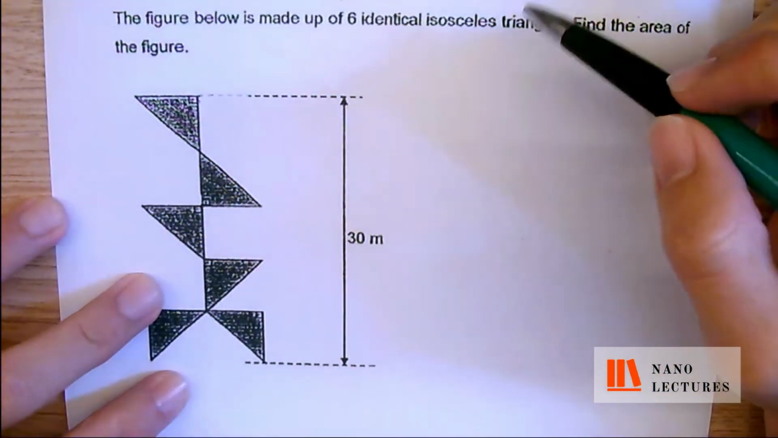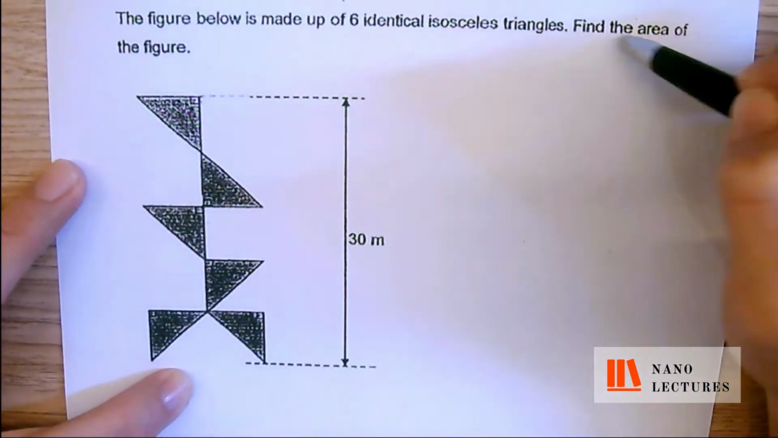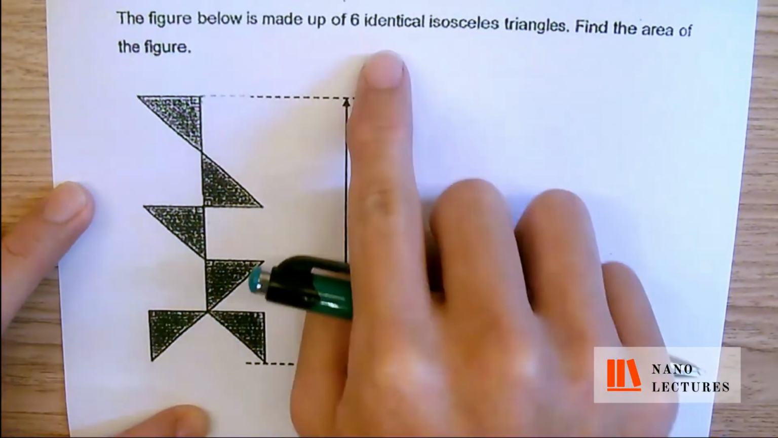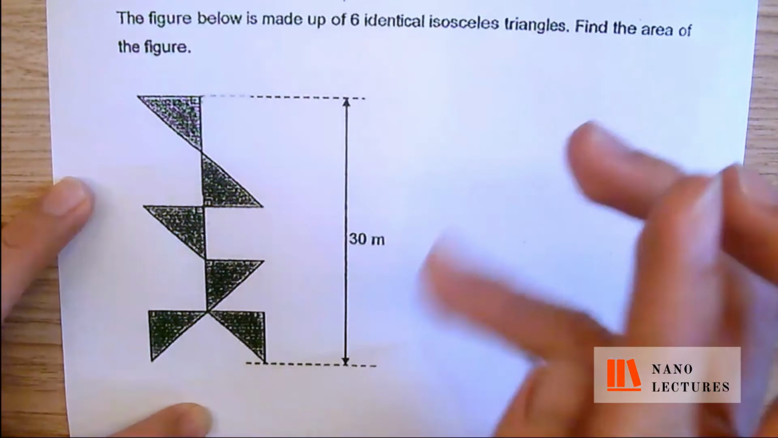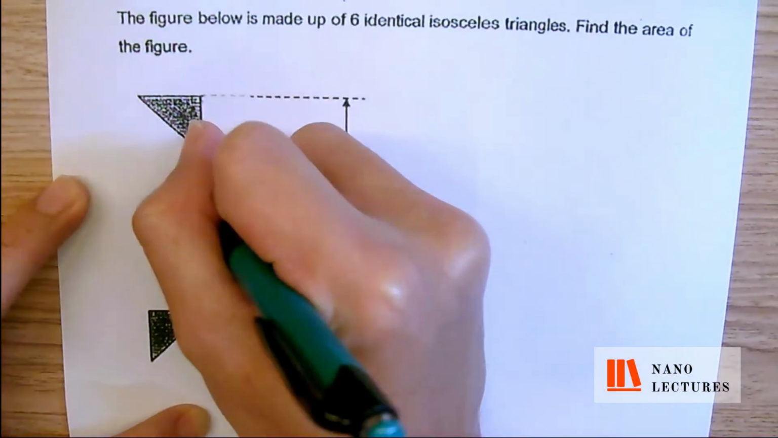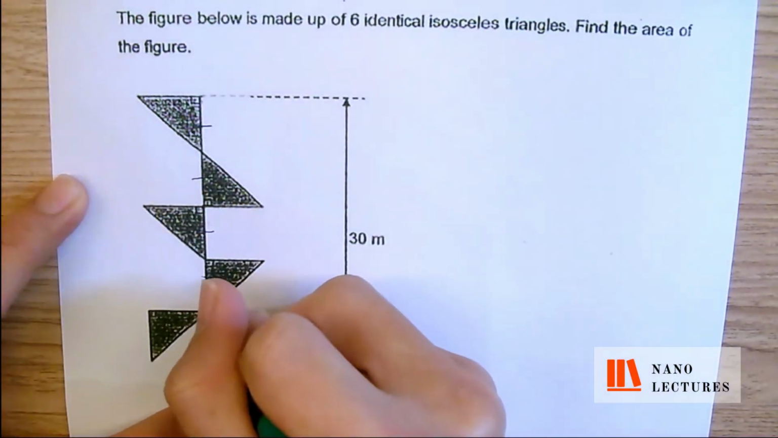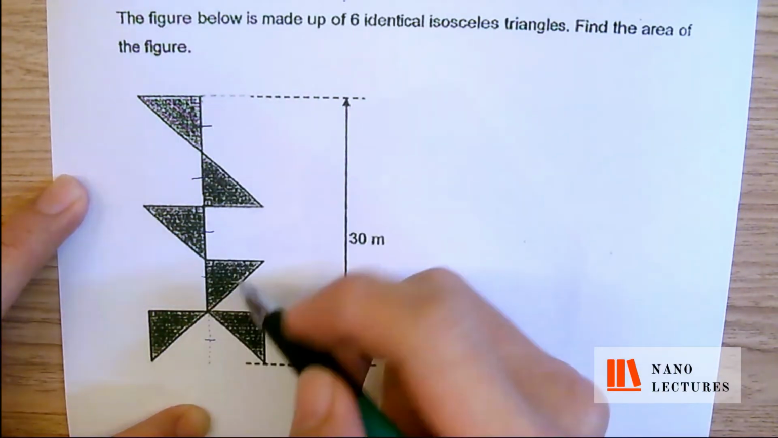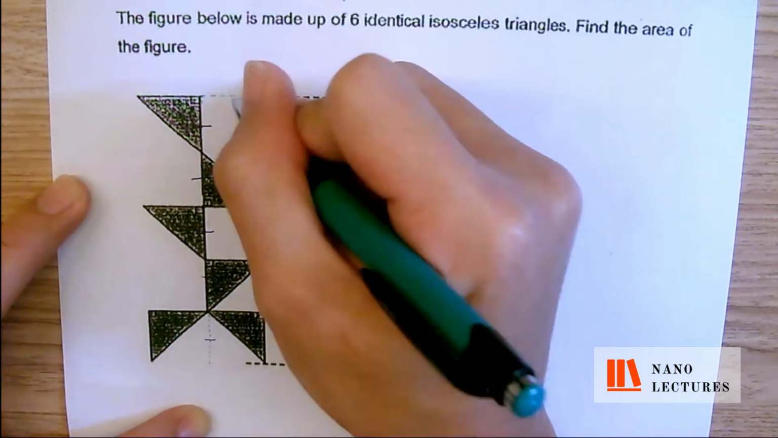The figure below is made up of 6 identical isosceles triangles. Find the area of the figure. Okay, let's try to strategize this. They told us that this is identical, which means that this, and this, they are all the same. Can we find out this first?